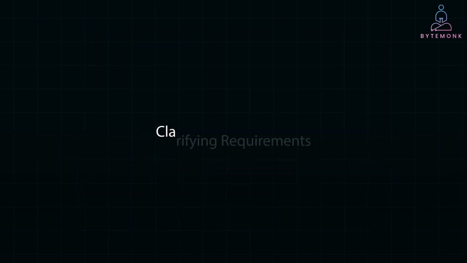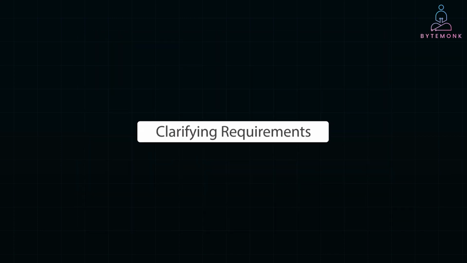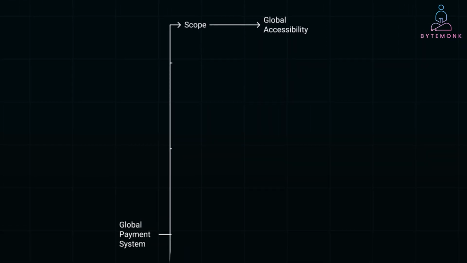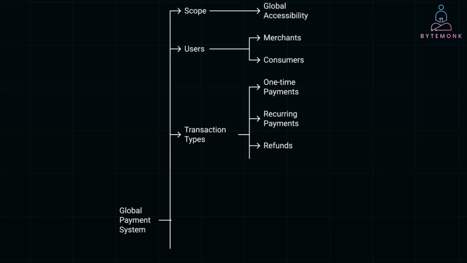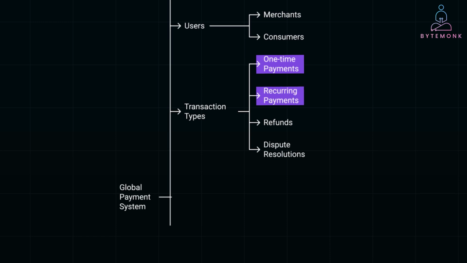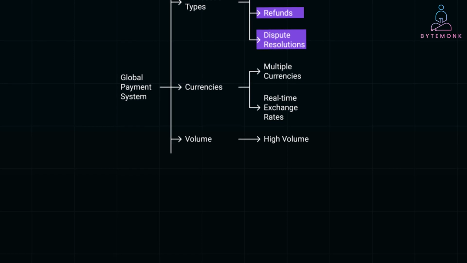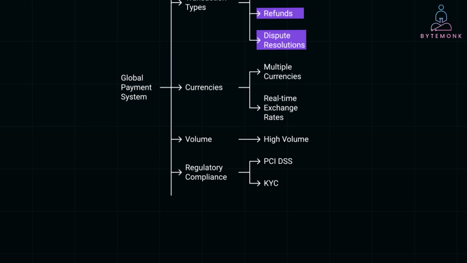Now, first and foremost, let's clarify the requirements to ensure we are all on the same page. Here, we are designing a global payment system accessible to users worldwide. Both merchants and consumers are our primary users, and the system supports one-time payments, recurring payments, refunds, and dispute resolutions. It can also handle multiple currencies with real-time exchange rates. The system should scale to handle transaction volumes similar to PayPal, which means thousands of transactions per second. It must also meet international and regional regulations like PCI DSS and KYC requirements.